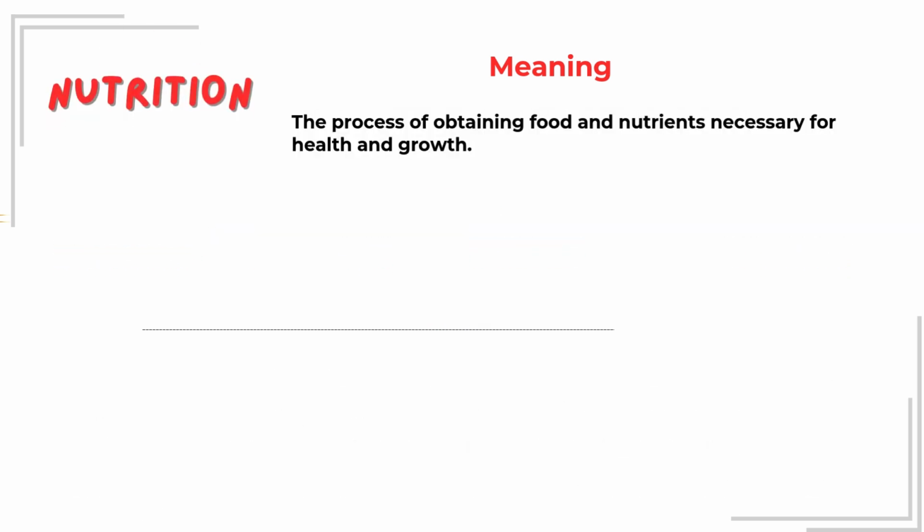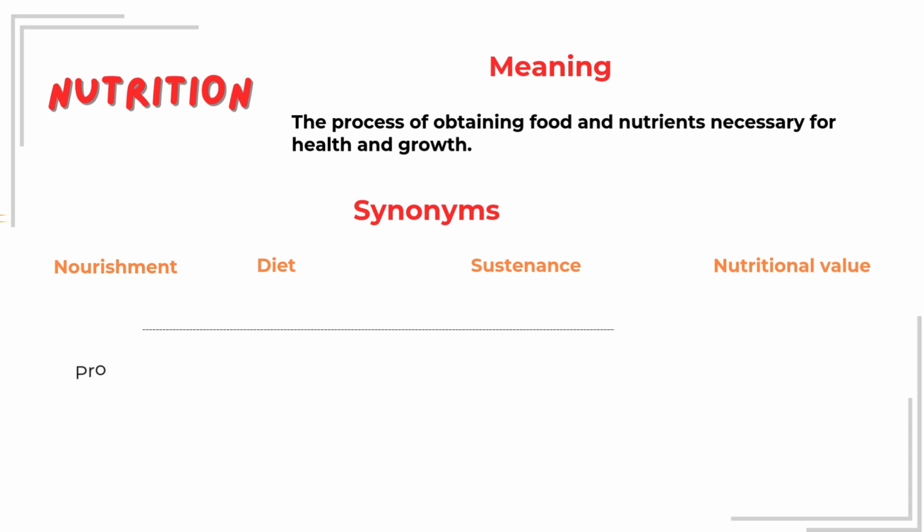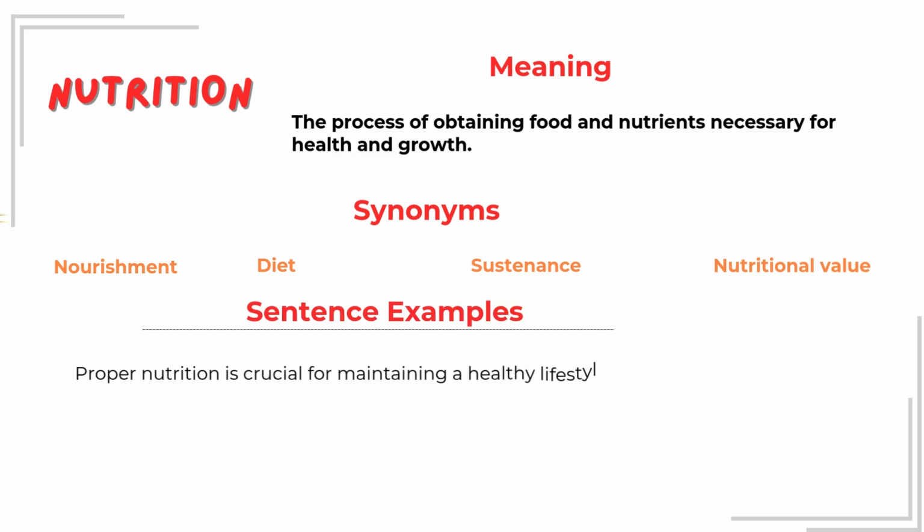Nutrition: the process of obtaining food and nutrients necessary for health and growth. Also nourishment, diet, sustenance, nutritional value. Proper nutrition is crucial for maintaining a healthy lifestyle and preventing diseases.